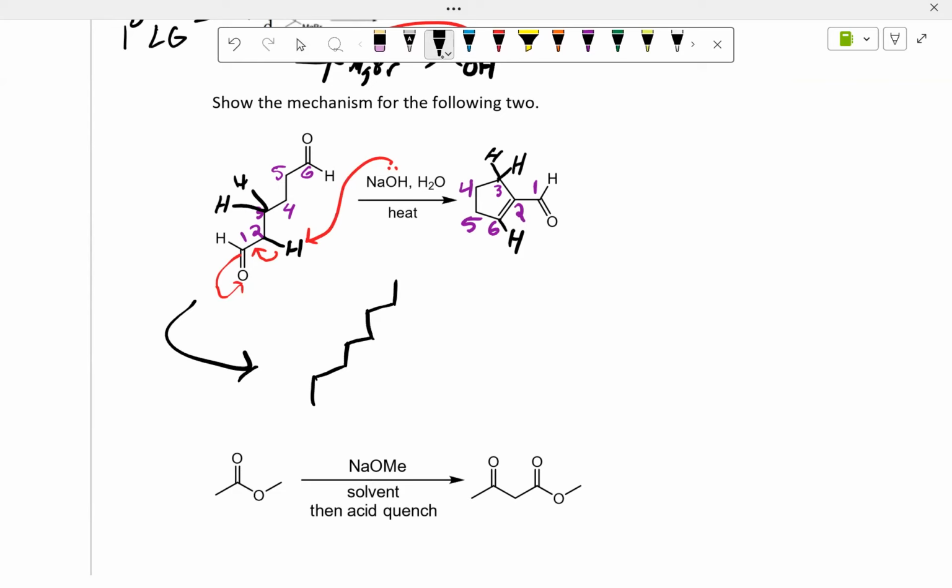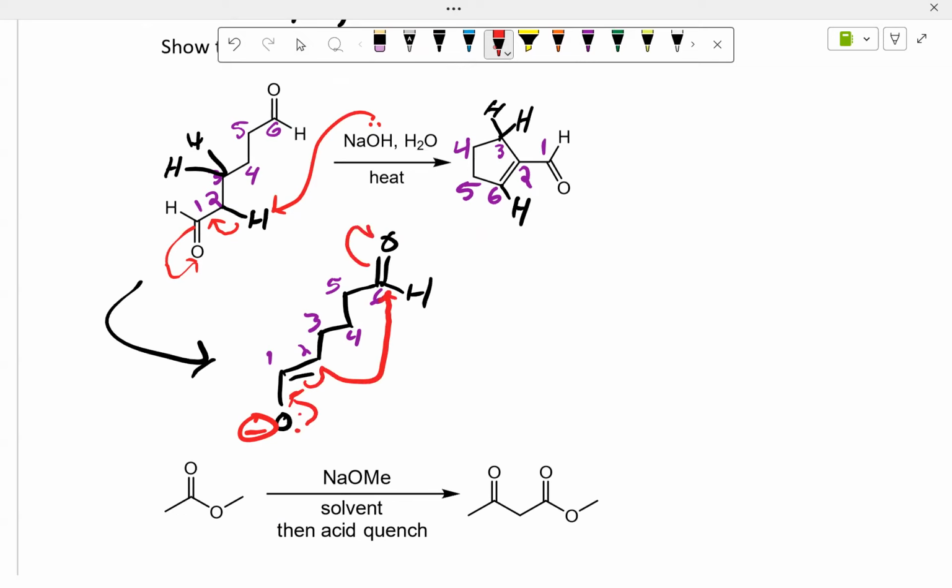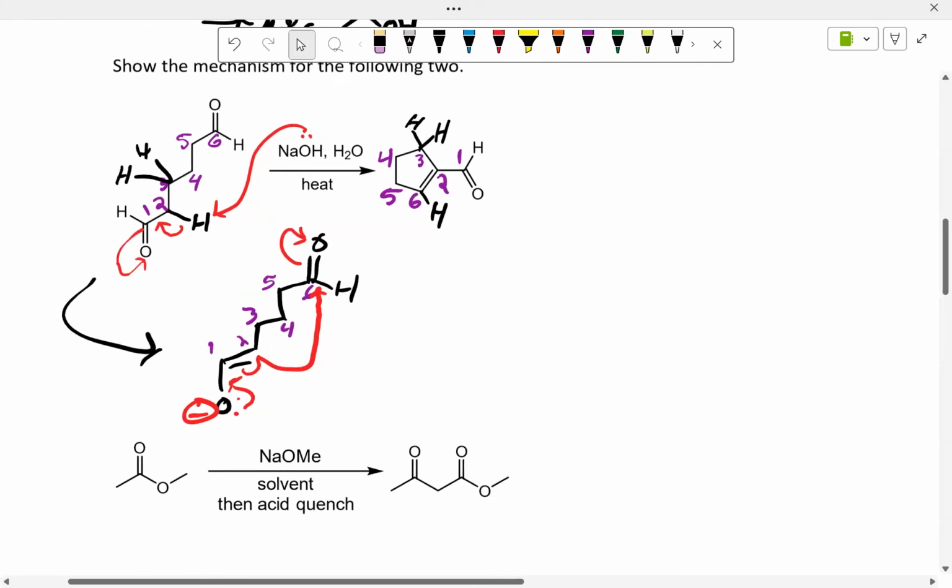And let's show the result of this. I don't think I'm missing any carbons, but I'll number just to confirm. Let me use my numbering color, purple. 1, 2, 3, 4, 5, 6. Yep. We numbered the number of carbons correctly. So we need to form a bond between carbons 2 and 6, and we have an enolate, so we have a strong nucleophile. So oxygen can kick its electrons down, and carbon 2 can attack carbon 6 and then push the electrons onto the carbonyl oxygen.